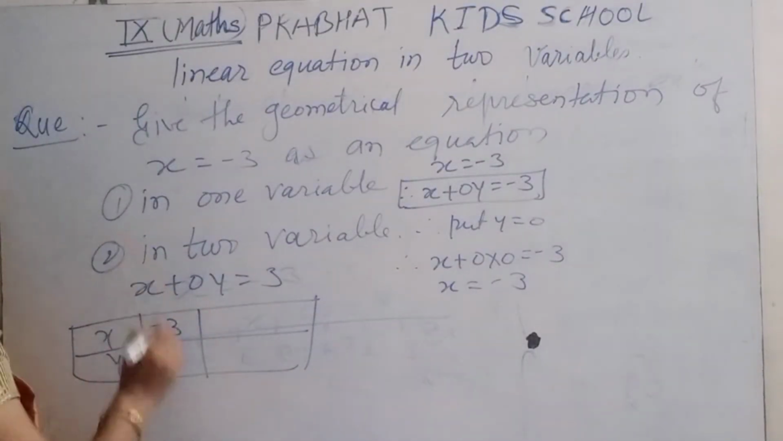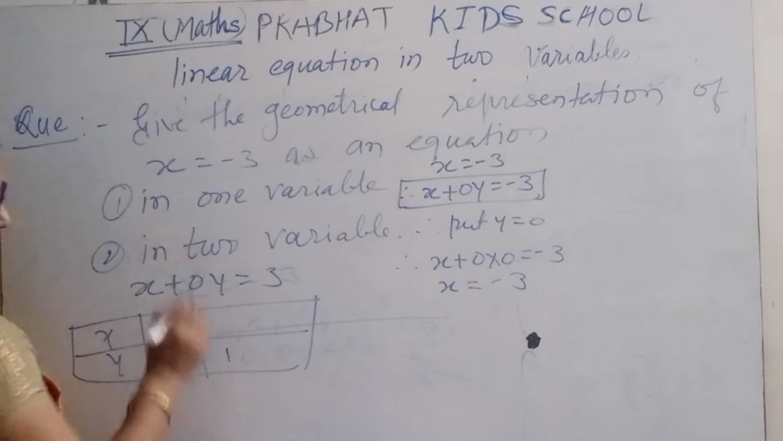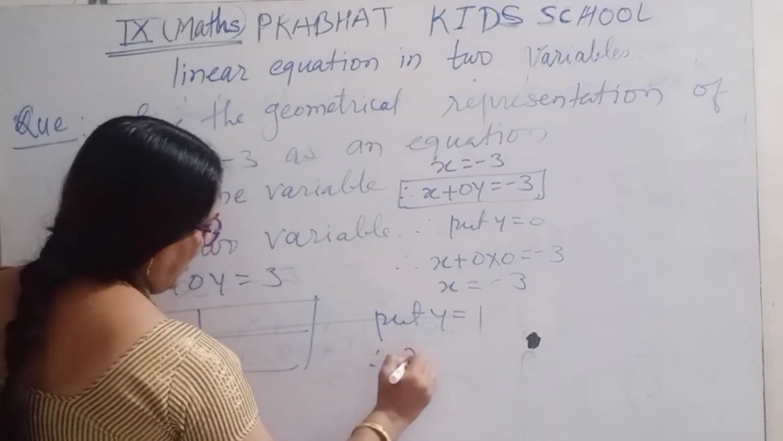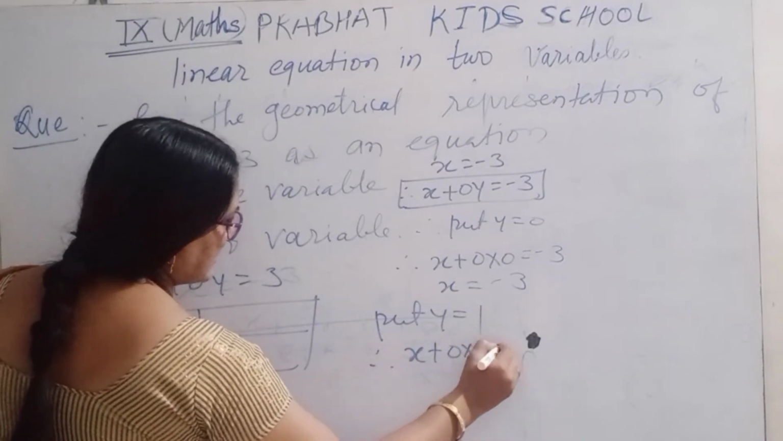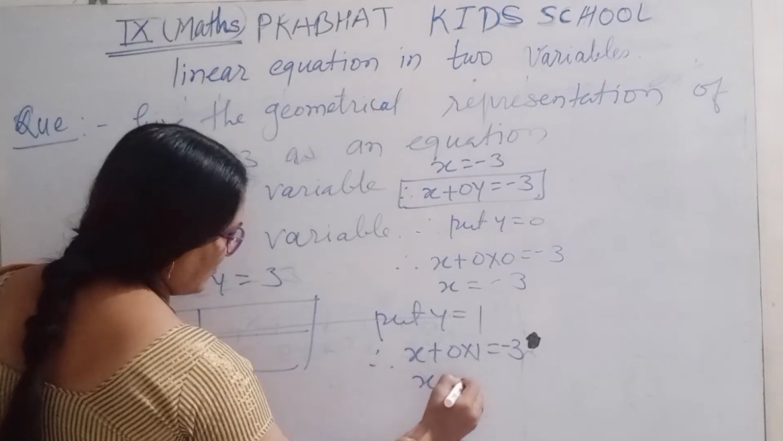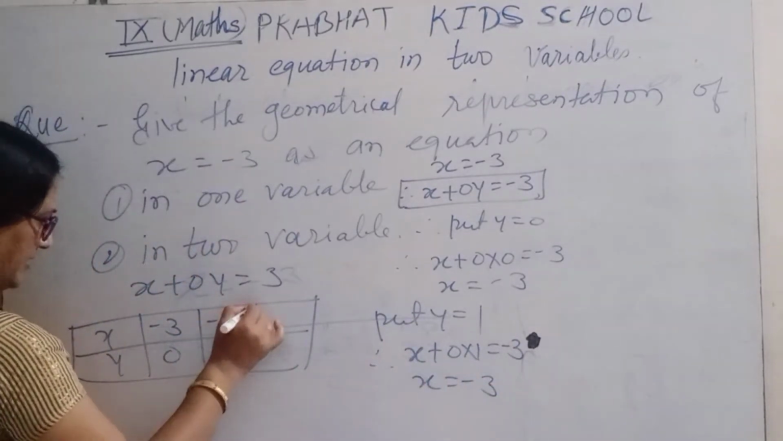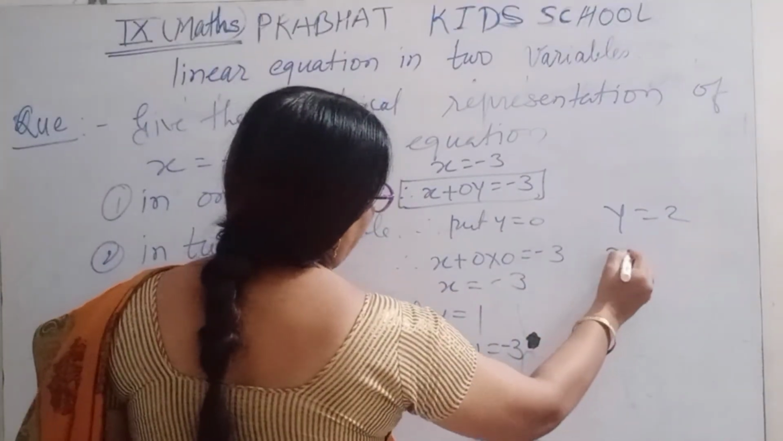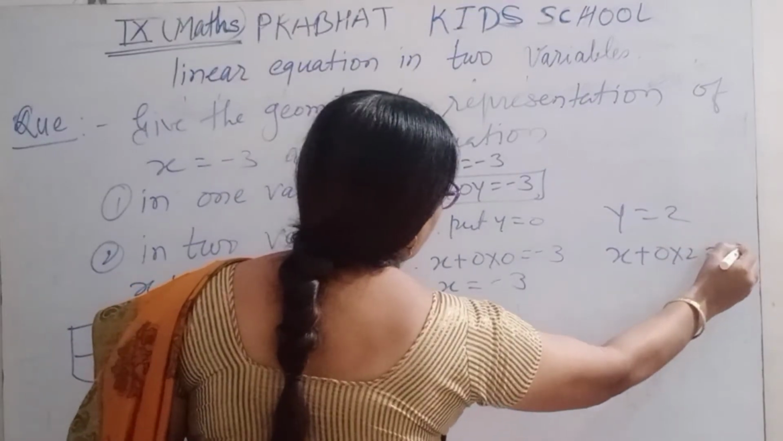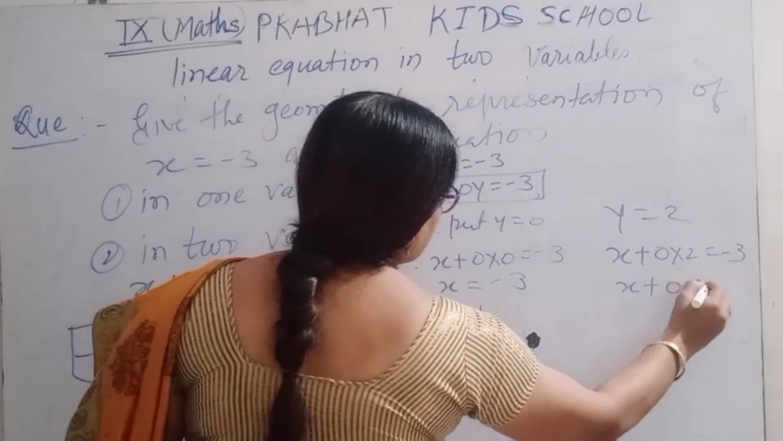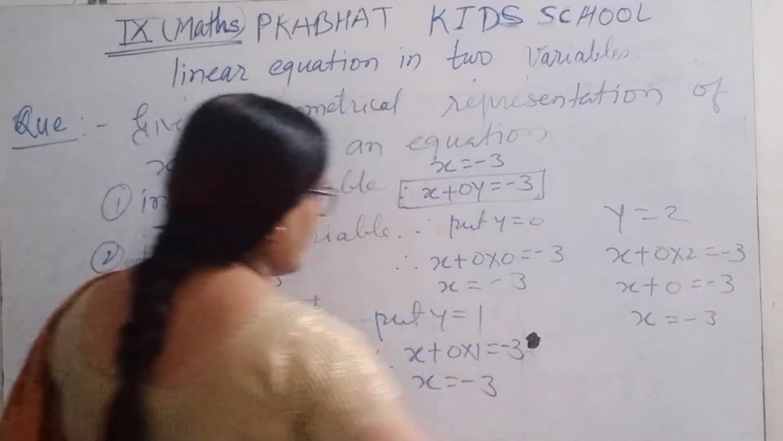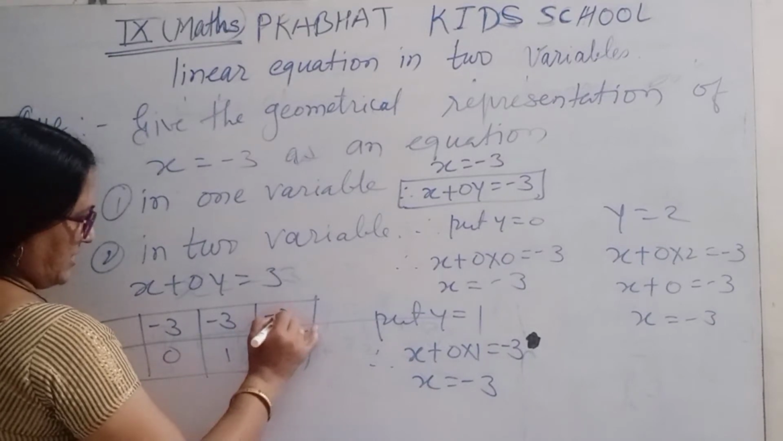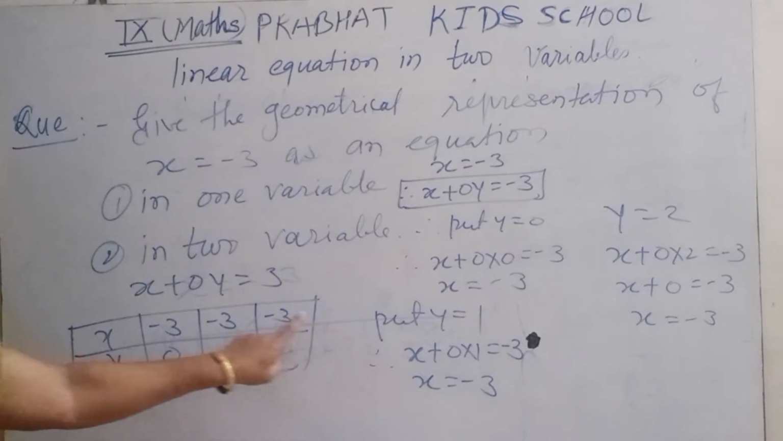We got minus 3. Now put y is equal to 1. Therefore x plus 0 multiplied by 1 is equal to minus 3, so x is equal to minus 3. Clear? Then we take y is equal to 2. Therefore the equation is x plus 0 multiplied by 2 is equal to minus 3, x plus 0 is equal to minus 3, x is equal to minus 3. We got the point (minus 3, 2). The value of y is 2, and that time x is minus 3.